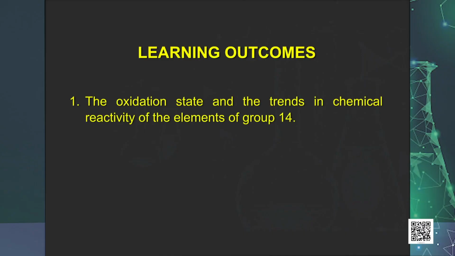Hello learners. In the previous episode, we learned about some important compounds of boron and aluminium along with their uses. We also gathered the basic knowledge about the elements of group 14 such as their electronic configuration, trends of radii, ionization enthalpy, etc. Now, let us continue our discussion with the chemical properties of elements of group 14 and some allotropes of carbon. After this discussion, you will be able to explain the oxidation state and the trends in chemical reactivity of the elements of group 14.